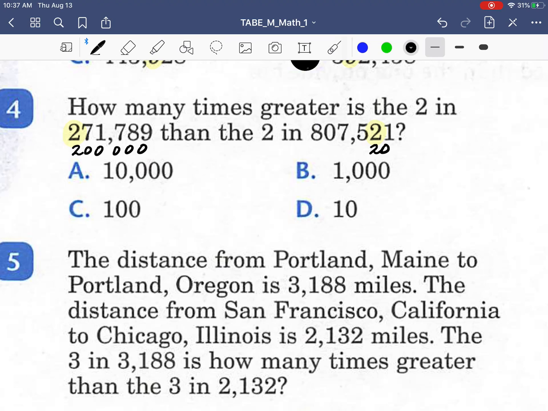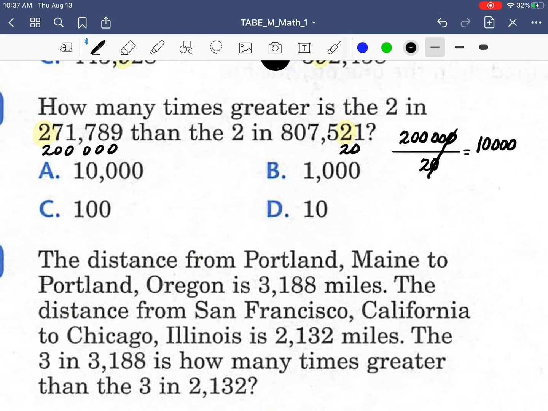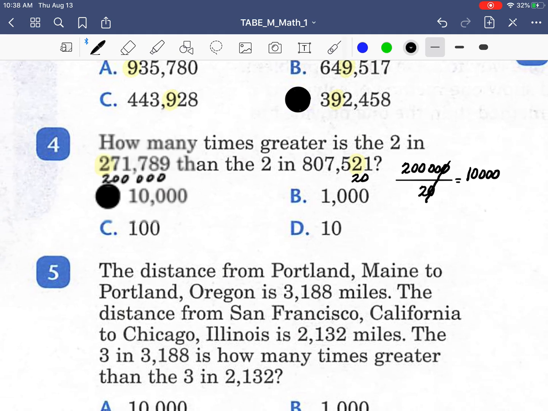Now from the first one to the second one, I'm definitely breaking it down. I'm going from this big number down to this number. Breaking down is division. Cancel a 0. 2 divided into itself is 1. And then we still have 4 zeros left in there. So the answer we're looking for is 10,000, which corresponds to A. And that was problem number 4.